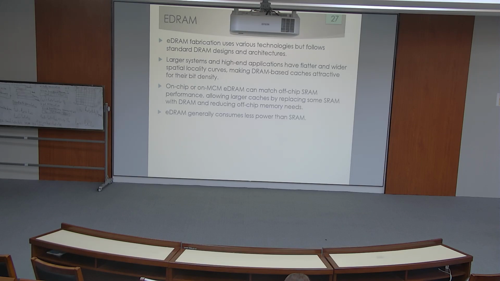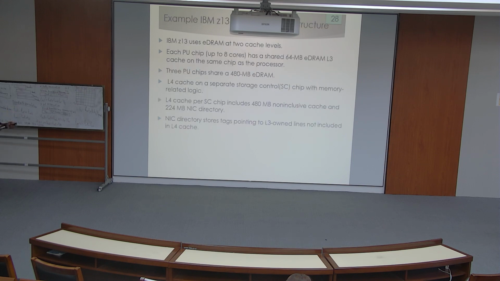Now for larger systems and high-end applications, these have flat and wide spatial locality curves, and they make the DRAM-based cache attractive for its bit density. On-chip or on-MC EDRAM has to match the off-chip SRAM performance. And we can say that the embedded DRAM consumes less power than the static RAM.